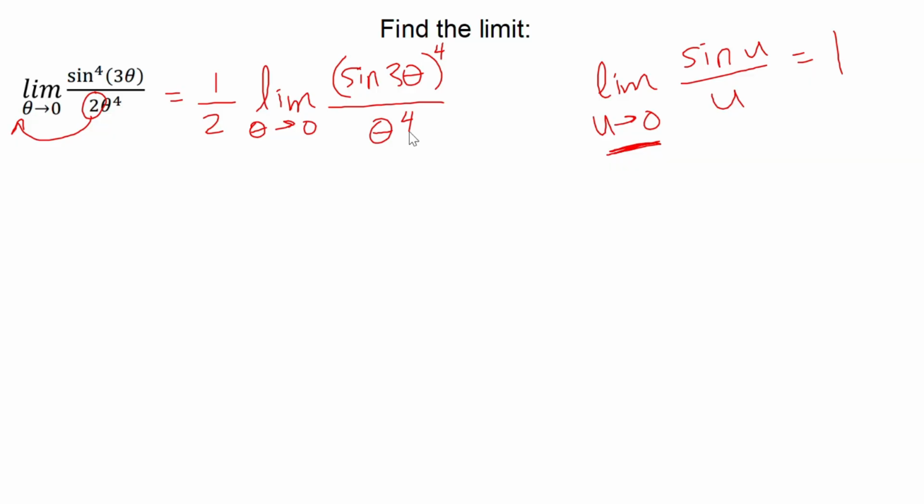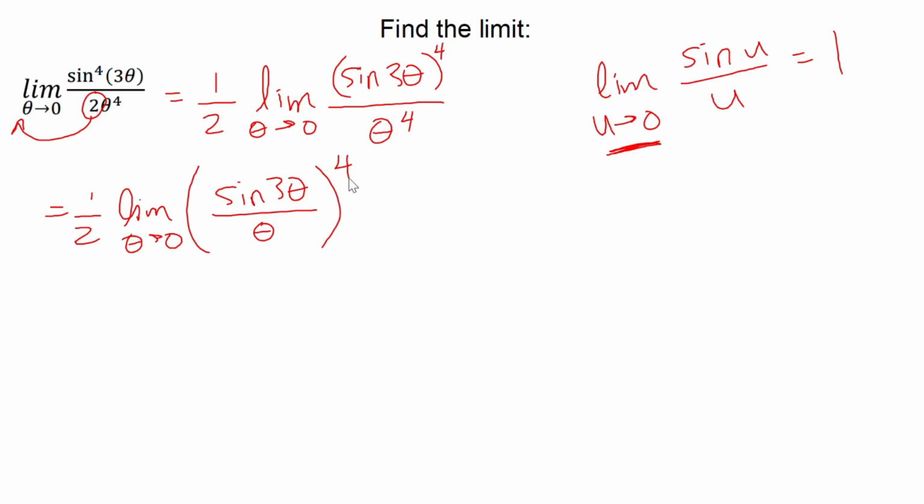This makes it pretty obvious that both the numerator and the denominator are being raised to the fourth power. So we could rewrite this as a limit as theta approaches 0 of the sine of 3 theta over theta, all being raised to the fourth power. Now what we're hoping to do is get something of this form inside our limit. We have the sine of 3 theta over theta, but we'd like the sine of u over u, so we'd like the sine of 3 theta over 3 theta. We can't just put a 3 in the denominator without putting a 3 in the numerator as well.